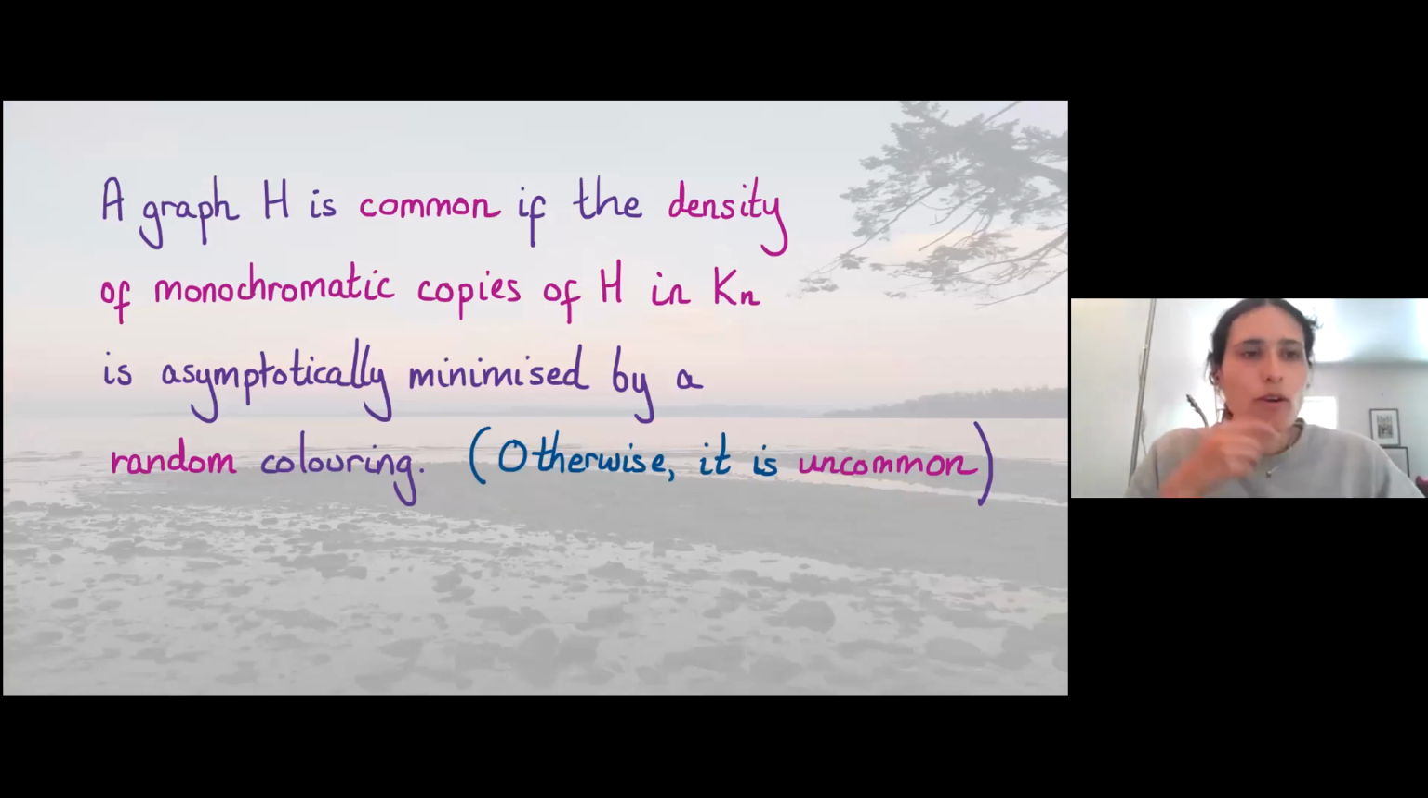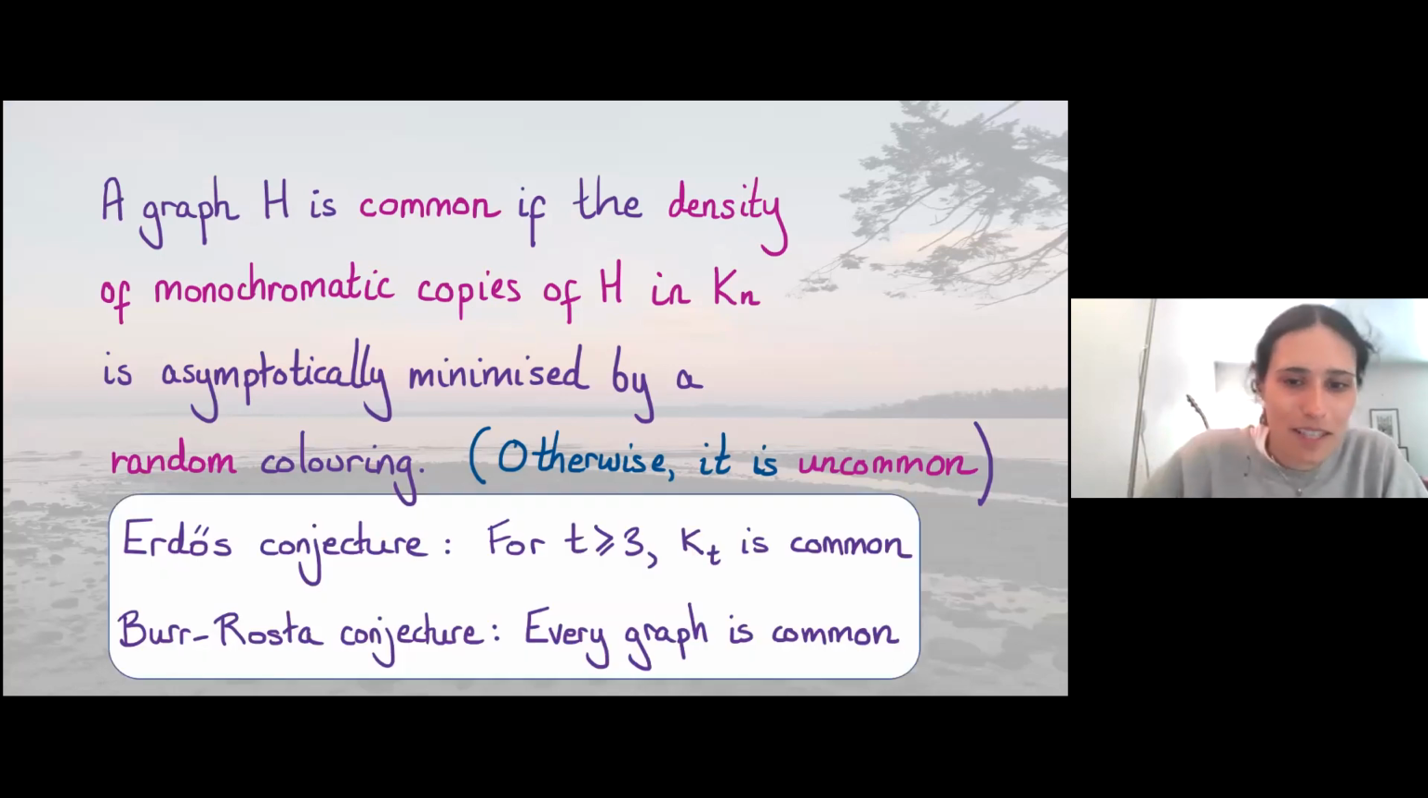So for this property of minimizing the number of monochromatic copies, so that I don't have to keep saying these words again and again, we can say that a graph H is common if the density of monochromatic copies is asymptotically minimized by a random coloring. That makes my life easier because I don't have to say as many words from now on. So Erdős's conjecture says K_t is common, and the Burr-Rosta conjecture says every graph is common.